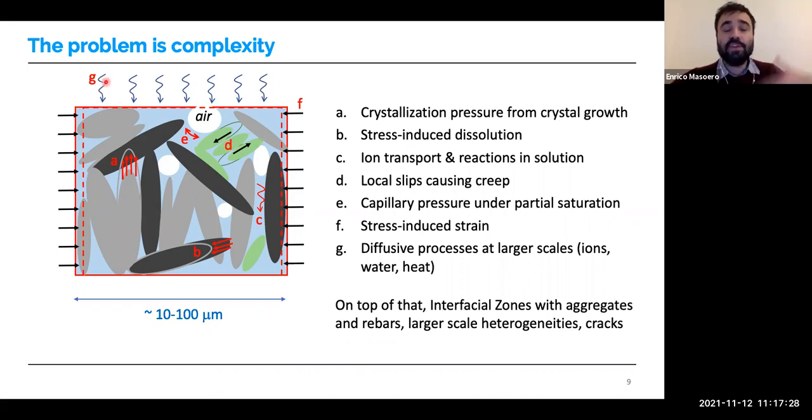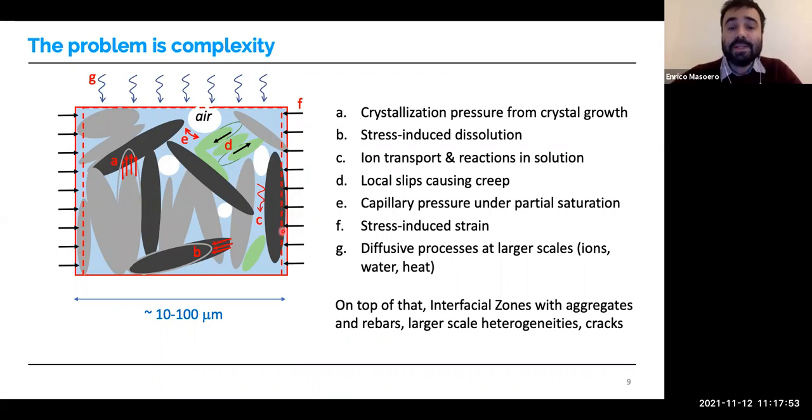There can be overall diffusive processes on larger scales, like heat diffusion or diffusion of chemicals in the macroscopic sample. And overall, the whole thing may be under a heterogeneous state of externally applied stress. So it's an extremely complicated and coupled process. And I'm not even talking about interfacial zones, aggregates, and rebars in this picture. So everything gets even more complicated.